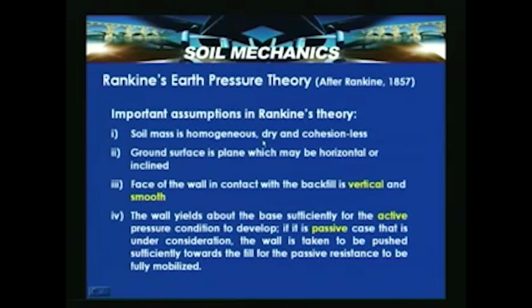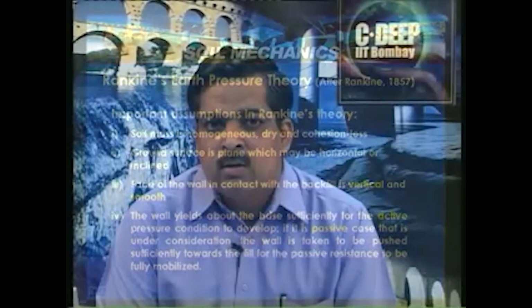And the ground surface is plane, which may be horizontal or inclined. So, the backfill surface is initially assumed to be plane, and then later it has been extended to inclined cases. The face of the wall in contact with the backfill is vertical and smooth. That is the back of the wall, the wall which is in contact with the soil, the interface.